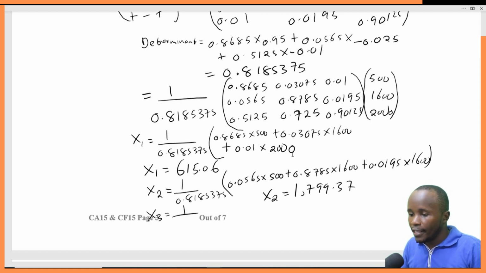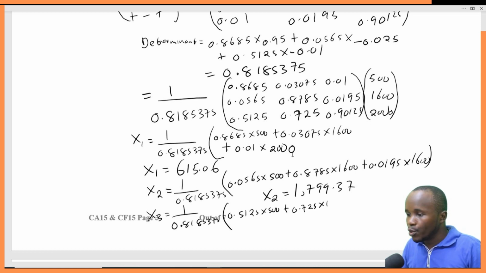X3, 1 over the determinant, 0.8185375 into 0.5125 times 500 plus 0.725 times 1,600 plus 0.90125 times 2,000. This one gives you X3 to be 3,932.32.